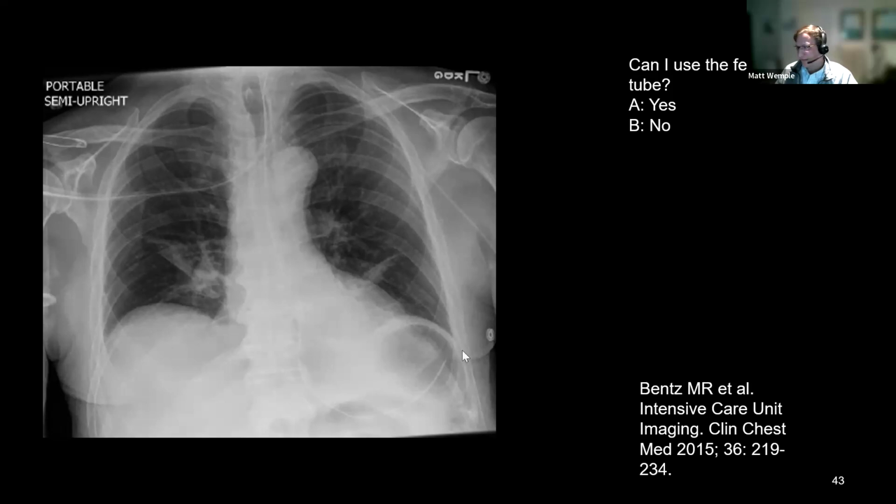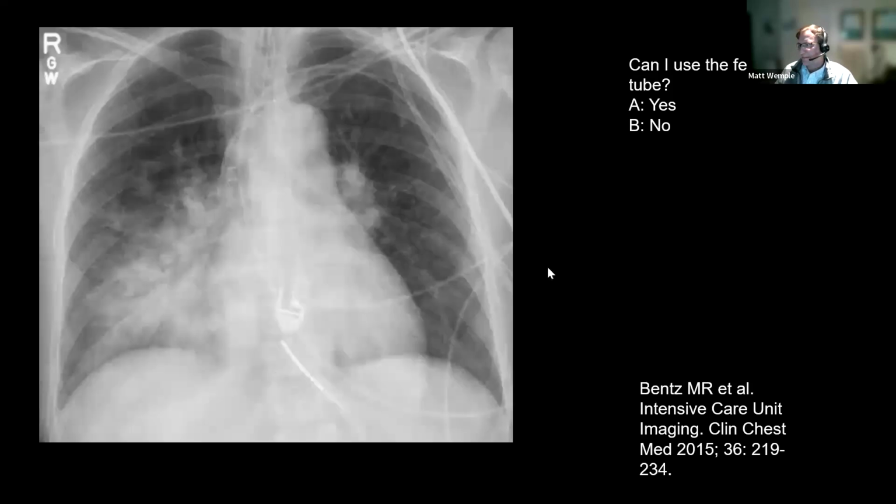The other thing I would say is that it's really hard to actually tell, even if it goes in this direction, if it kind of goes down and then curves, it's still pretty hard to know that it's in the pylorus because the stomach can be really huge on patients. Okay, what about this one?